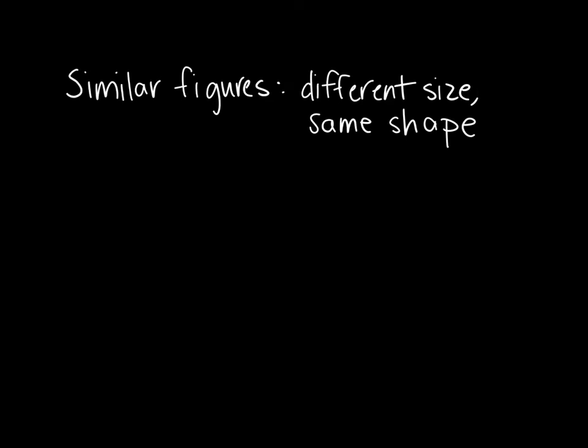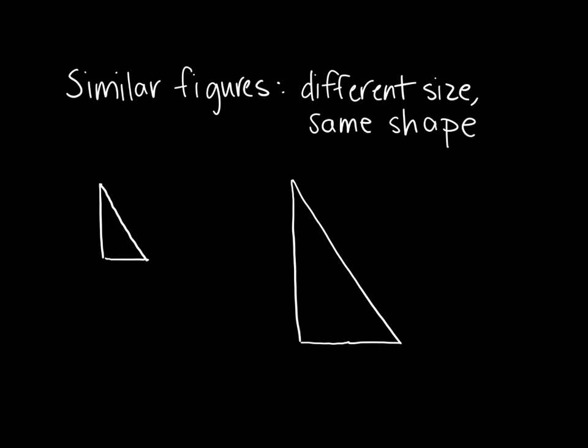Similar figures have a different size but the same shape. For example, we have two triangles. One is smaller than the other, but they are the exact same shape. And we're going to talk about proportions relating to this because each triangle is proportional to the other.